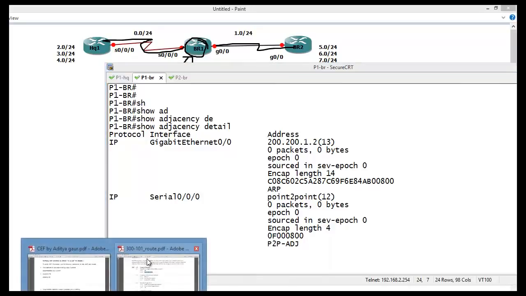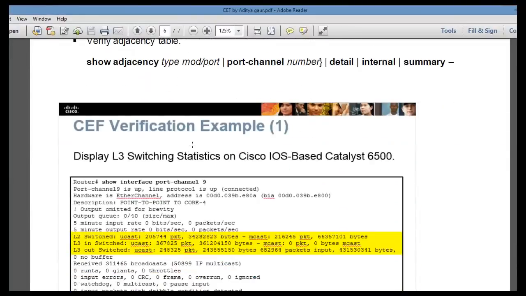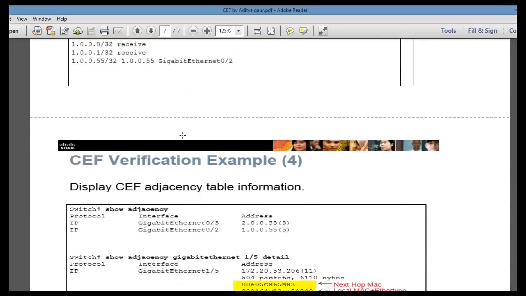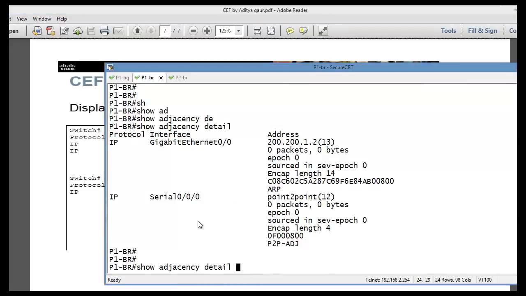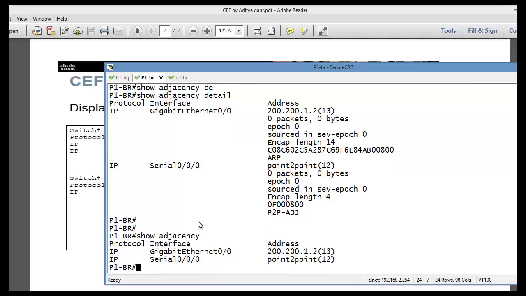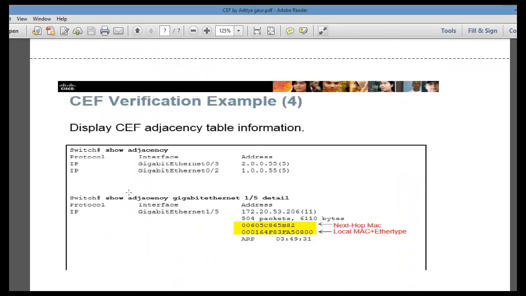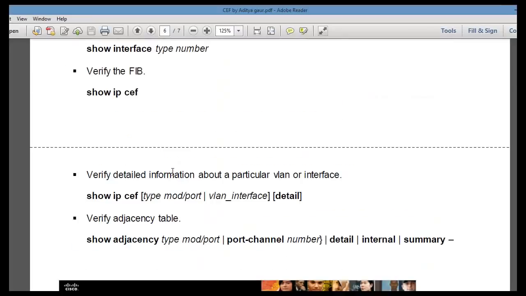So far we have discussed most of the things. Let me verify if there is anything left. We have run the command show ip cef, and then show adjacency, or you can just run it without detail. These are the adjacencies, gigabit 0/0 and serial as well. I think I have finished all those things. I hope this is informative for you, and I would like to say thanks for watching.